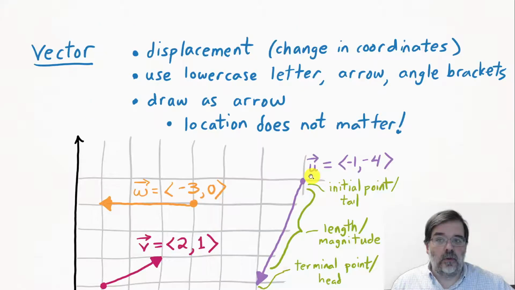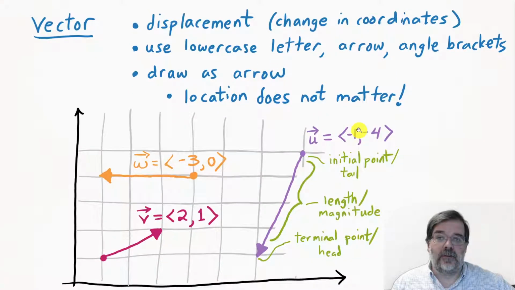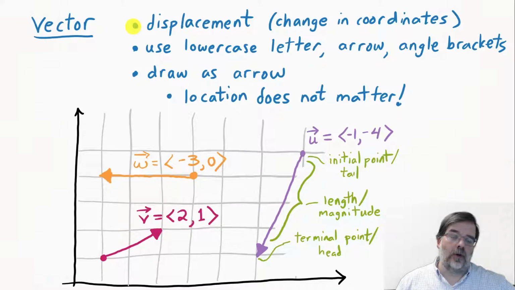Now, something new might be vectors. Vectors and points are very similar. They're both going to use 2 numbers, but they represent very different things. In particular, a vector refers to a displacement. That is, a change in coordinates, a change in their values.